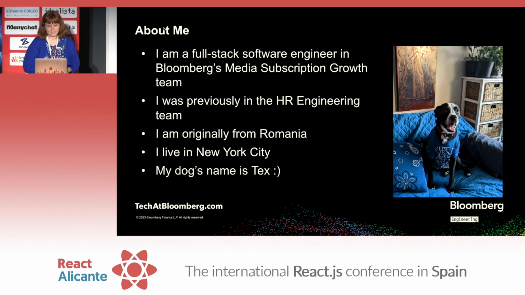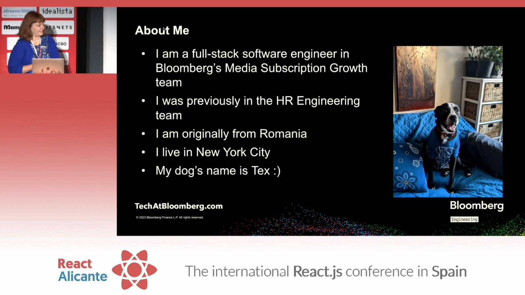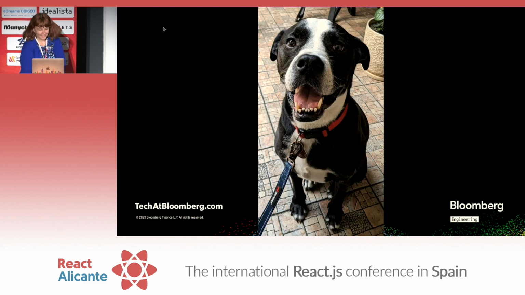I am originally from Romania, but I spent almost half of my life in the US. I currently live in New York City with my husband and my dog. My dog's name is Tex. He is actually wearing a Bloomberg volunteer t-shirt in that picture. And yeah, so a little bit about Tex. Just kidding. But yeah, he's somewhat of an influencer, and he gets a lot of emails that he sometimes cannot get to right away.